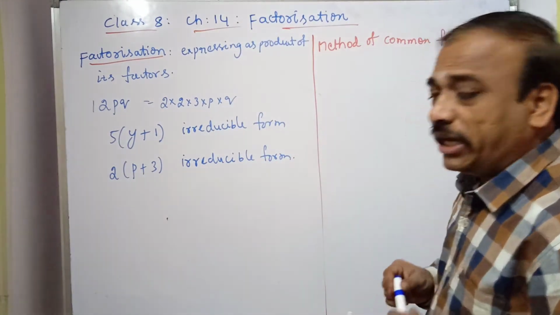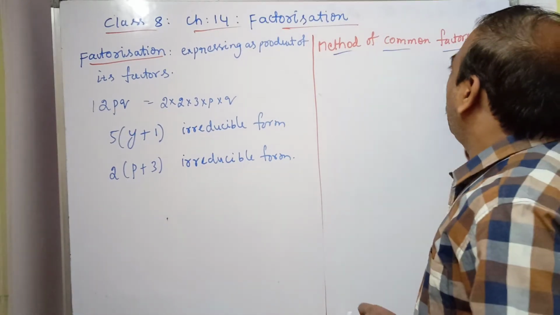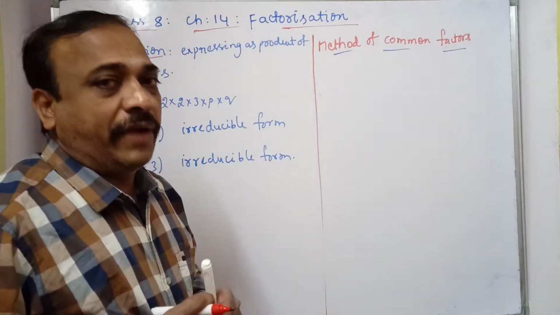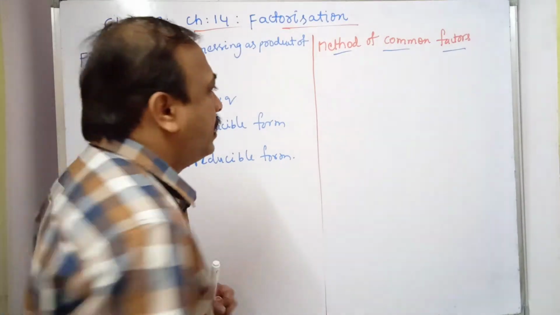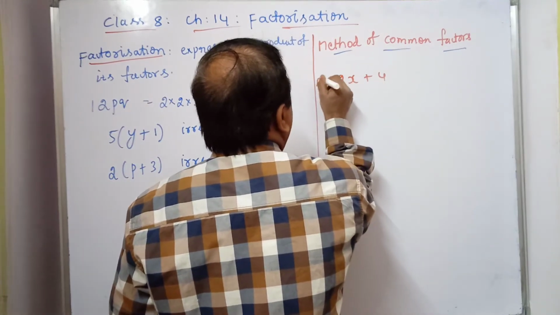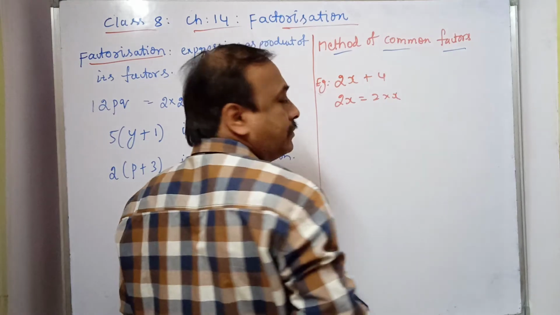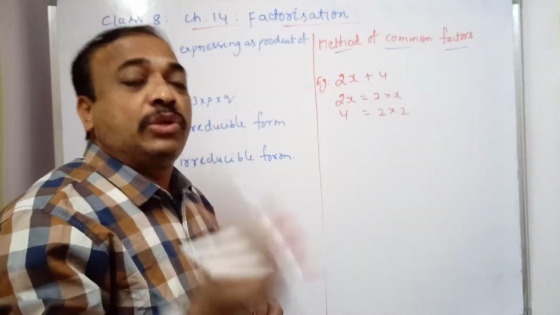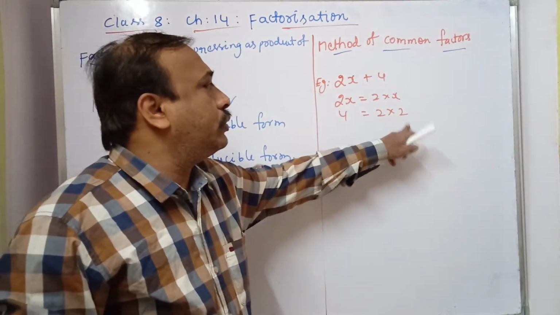Now coming to the method of common factors. What are the common factors? Observe it clearly, we are entering into the topic of factorization of algebraic expressions which have more terms. For example, 2x plus 4. 2x can be written as 2 into x and 4 can be written as 2 into 2. If there is no other factor, then we use 1 as a factor. But here 2 into 2, 2 into x.